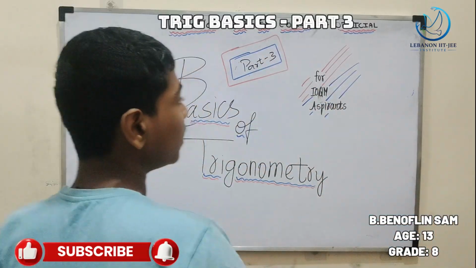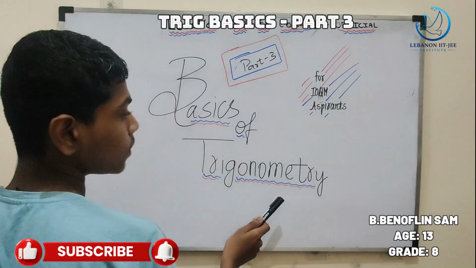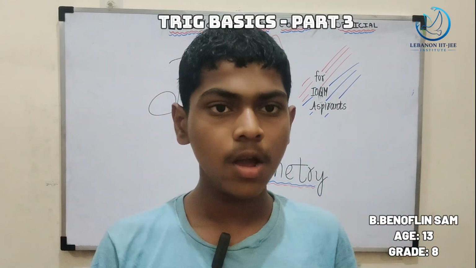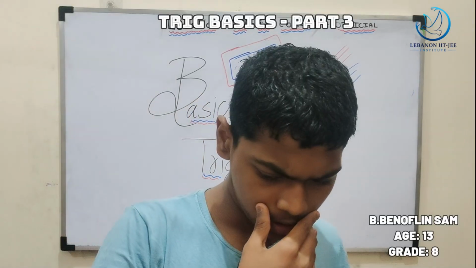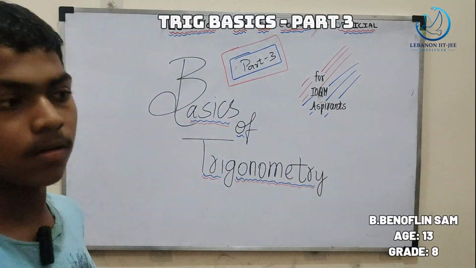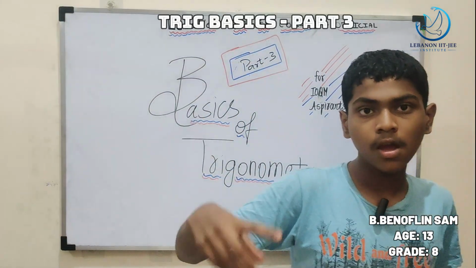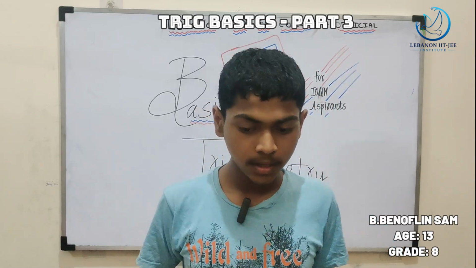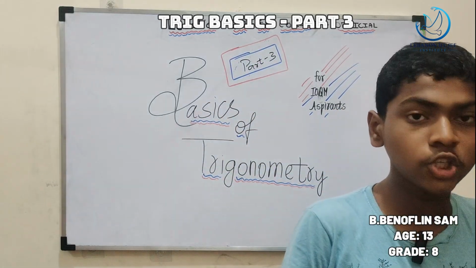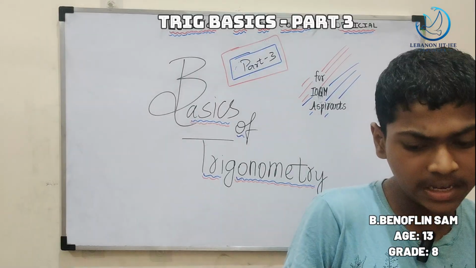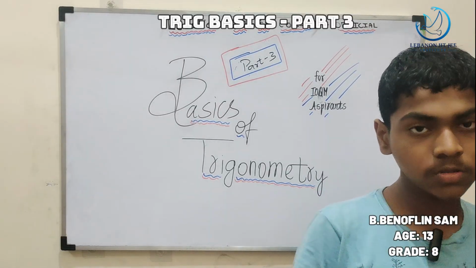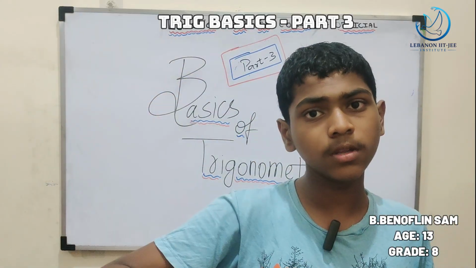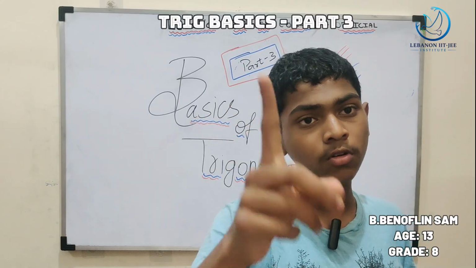Today I'm going to teach the basics of trigonometry, part 3. Last time, in part 2, I taught the relation between the sectors and the measurement of angles. Today we are going to see the signs of trigonometric ratios and allied angles, that is, the reducible formula. Let's get started, and there are also homework examples. So hold your horses and let's get started.